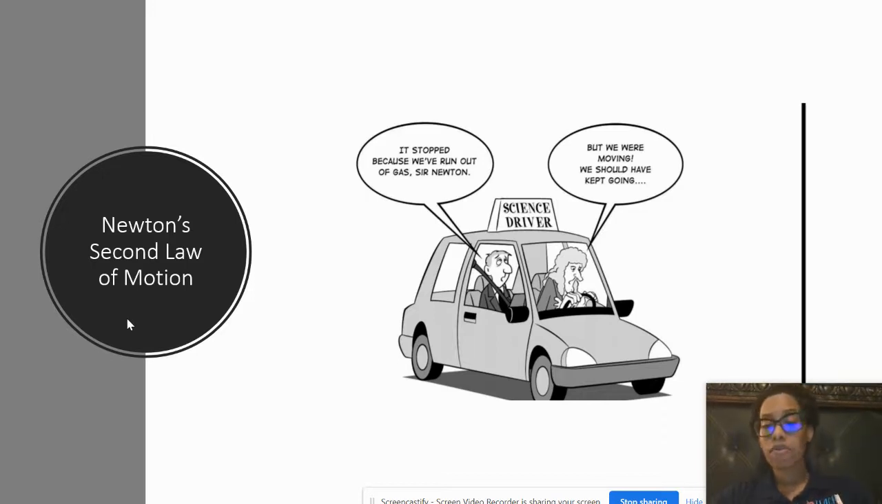So here's a joke from Newton. He is the science driver. And the person is saying, it stopped because we run out of gas, Sir Newton. And Newton says, but we're moving. We should have kept going based upon his law of inertia. Okay, I made a funny. I know you didn't laugh, but it's all right.